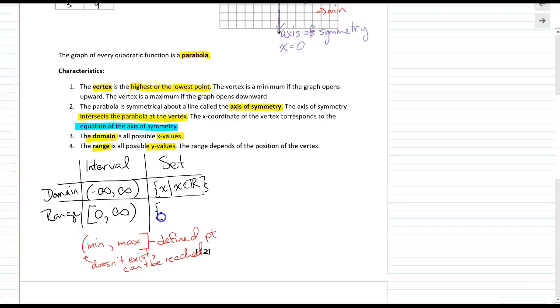Alternately, as our set notation, define our variable and say that y would be greater than or equal to 0. So anything above or including 0 is totally fair game. Anything below 0, even if it's negative 0.00001, no good.